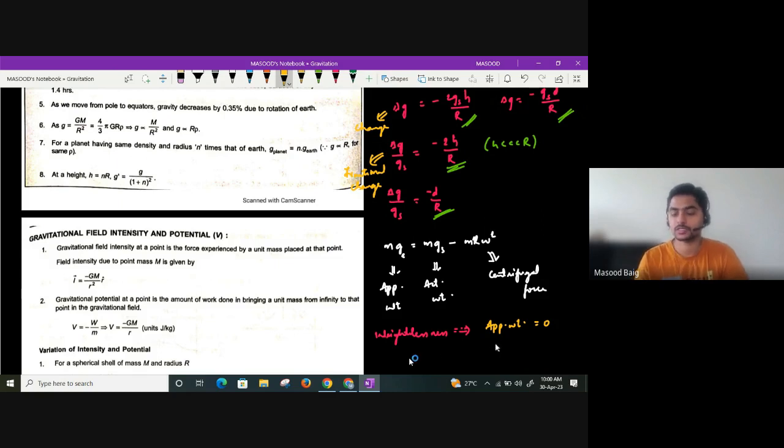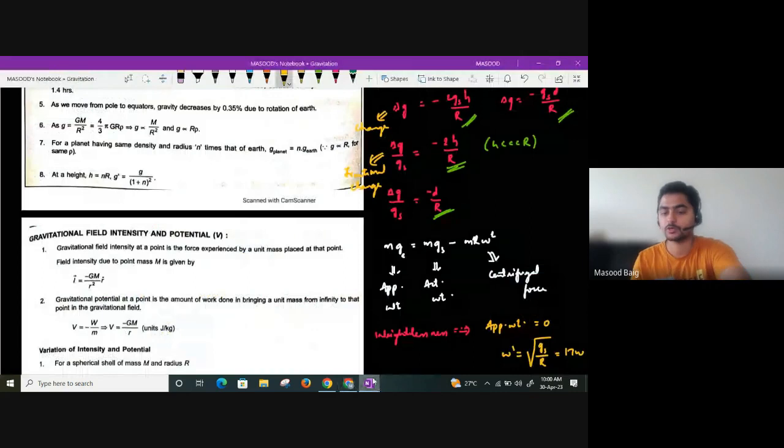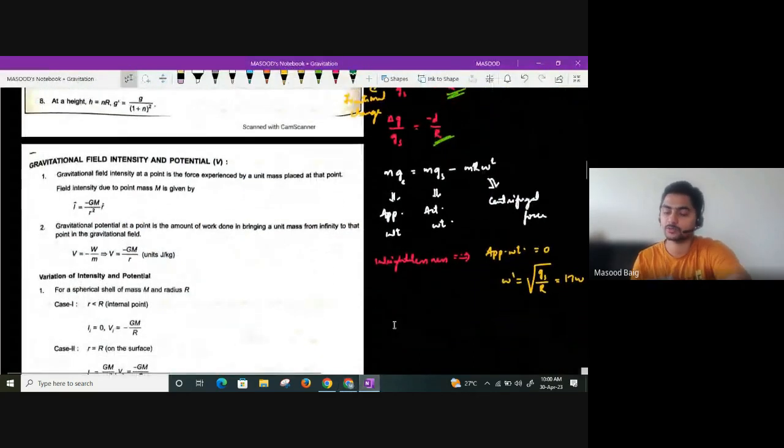So what is the situation for weightlessness at equator? Apparent weight of the object at equator should become 0. Earth will rotate with new speed, which will be given as root over g at surface divided by r. This will be 17 times the actual angular speed, guys. It will be how much? 17 times the actual angular speed. In the same manner, right?